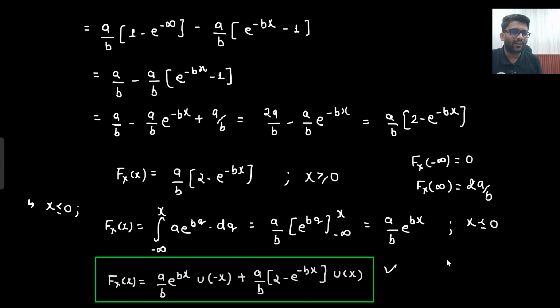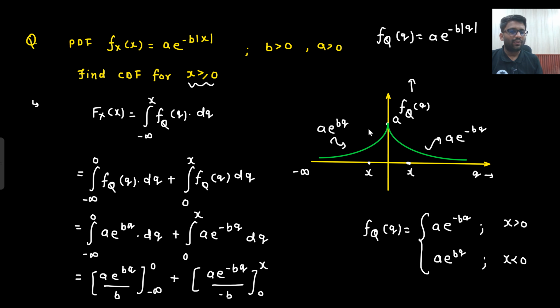And actually, what should be the value of Fx at infinity? That should be 1. So your 2a by b should be equal to 1, and surely it is 1 only. Why is that so? Because what will be the area of this particular thing? The area of this expression is the integral from minus infinity to infinity of fq of q dq.